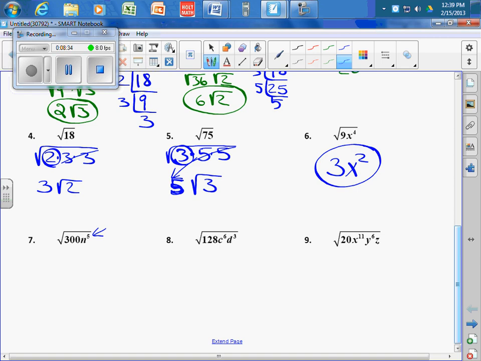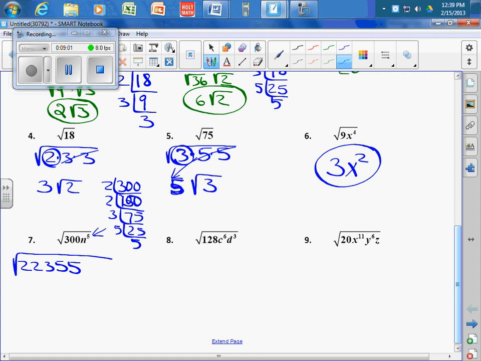Well, I'm going to take 300 and divide it by 2 and get 150. I'm going to divide that by 2 and get 75. And I'm going to divide that by 3 and get 25. Divide that by 5 and get 5. So here's 300 broken down into prime factors: 2 times 2 times 3 times 5 times 5.